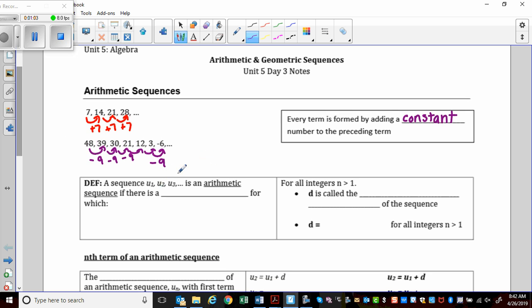A sequence is an arithmetic sequence if there is a constant. We're going to name it D, for which U sub n, this is a recursive formula, is equal to U sub n minus 1 plus D. And D can be positive or negative. This is called recursive.